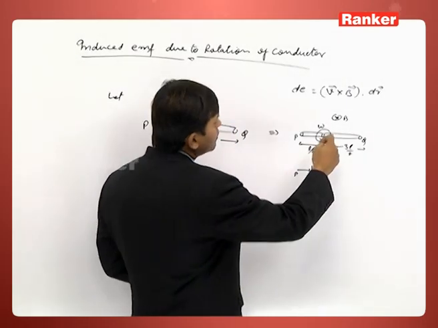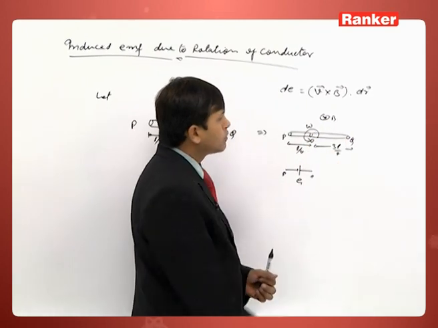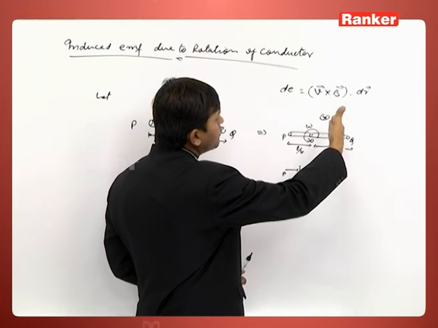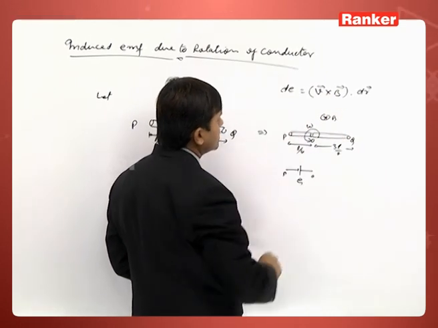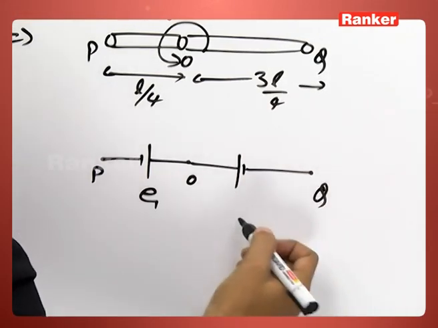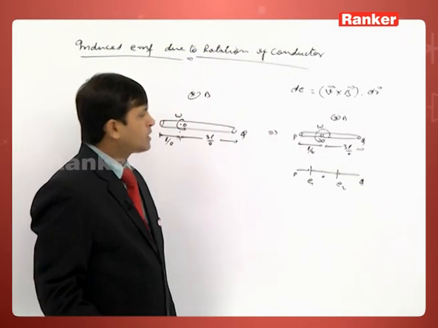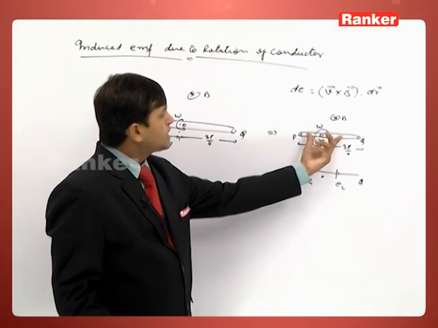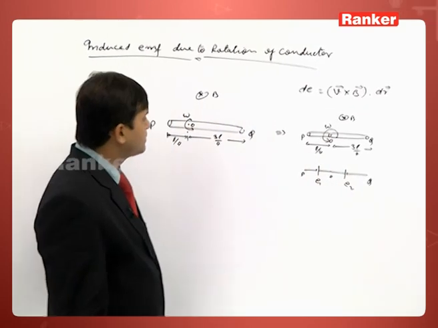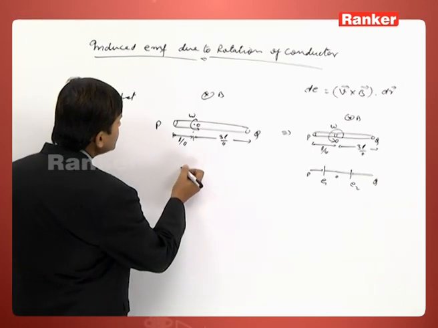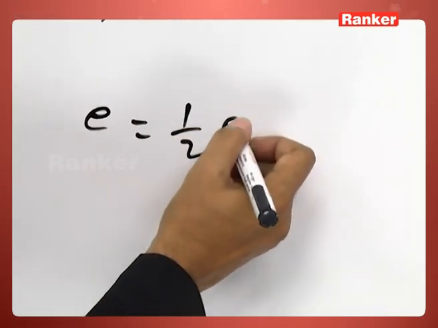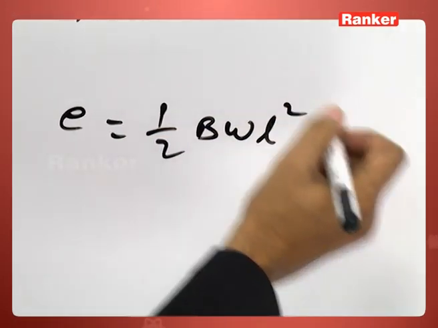Similarly, when we are looking at O to Q, the magnetic field is inward, but the velocity is upward. See the direction of force: it is to the right side, so it is similar to another EMF source, E2. So it is equivalent to two sources of EMF having values E1 and E2, and as we know, due to rotation of the conductor, the EMF is B omega L square.